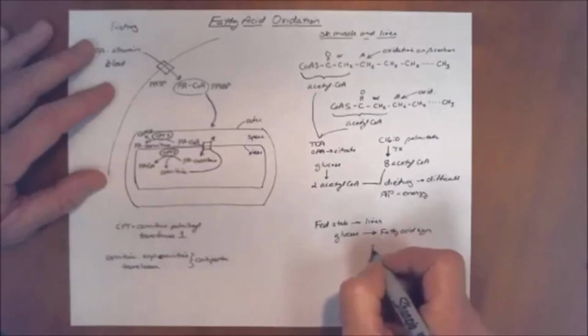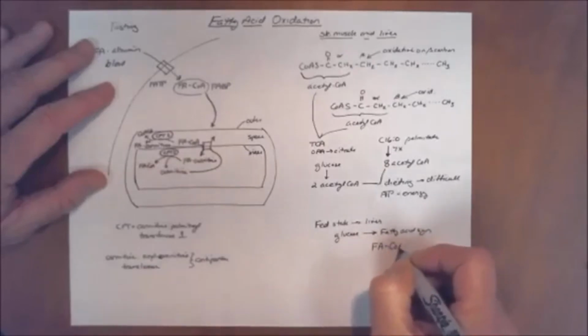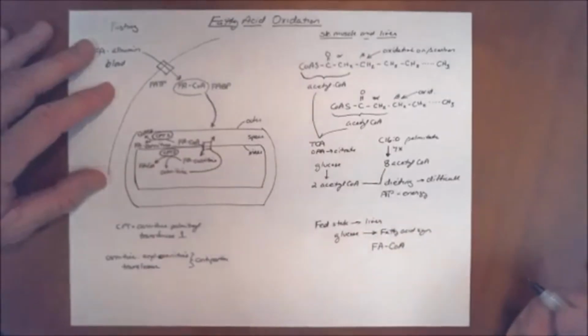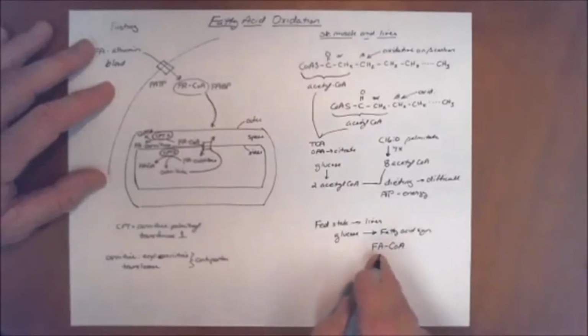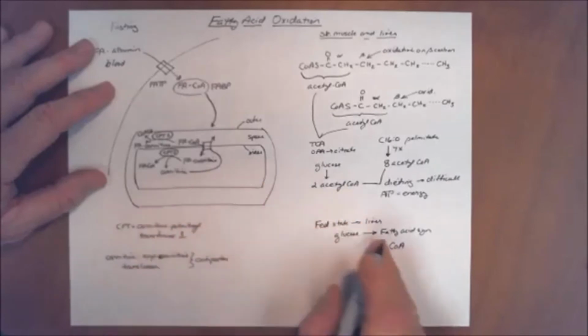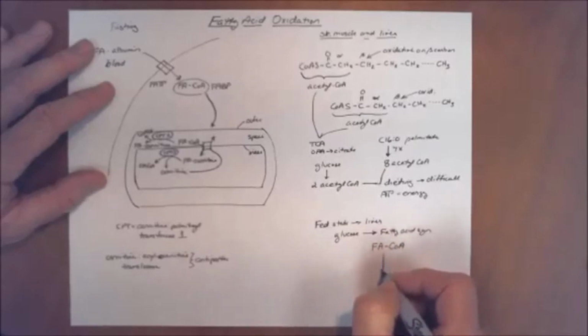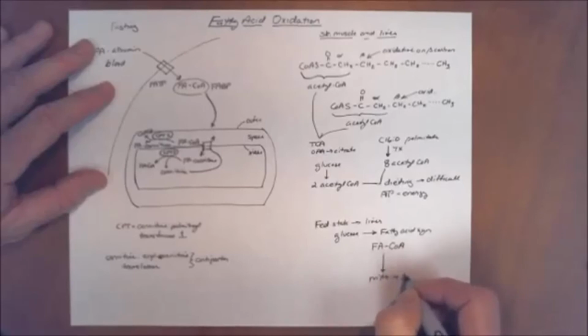So let's shift over to the fed state in liver. Assuming that our glycogen stores are full, our energy charge in the liver is as high as it can go, then the rest of the glucose will be processed into fatty acid synthesis.